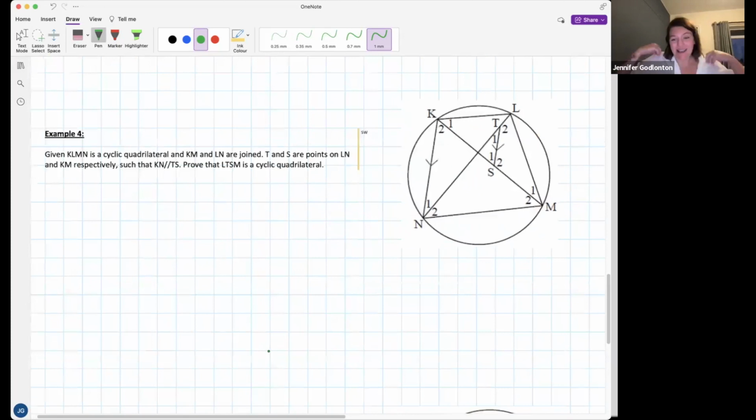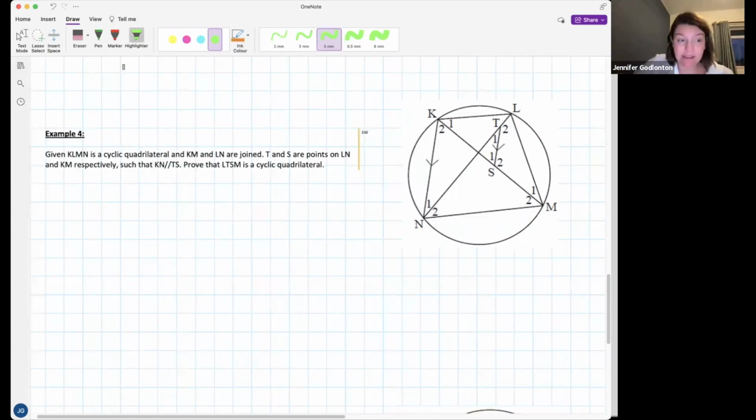All right. Now this one is a little bit different. This is a proof situation. So they've told us that KLMN is a cyclic quad. All right. So we know that that's a cyclic quad, KLMN, because it's within our circle. They're telling us what's joined. They told us that KN is parallel to TS.